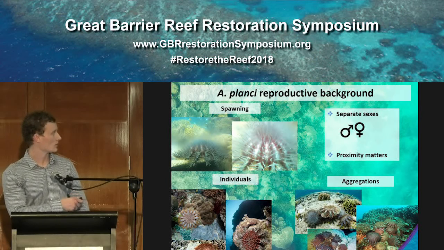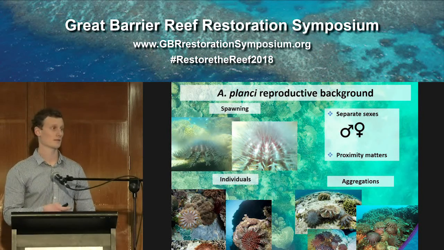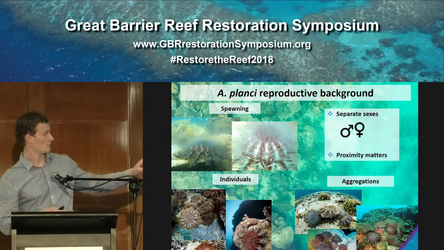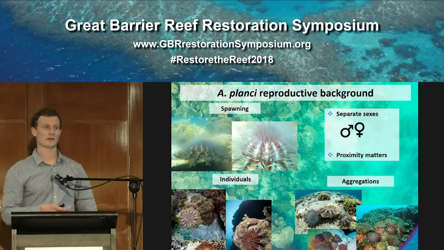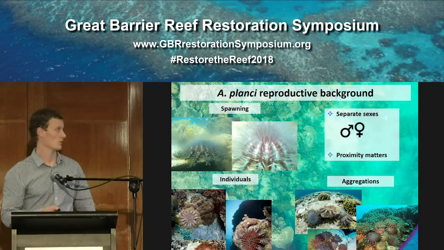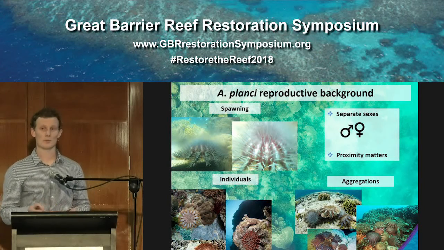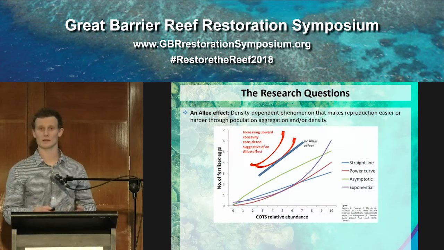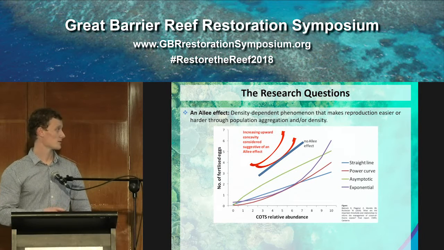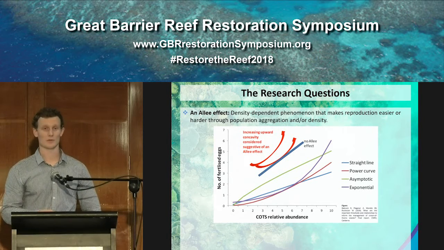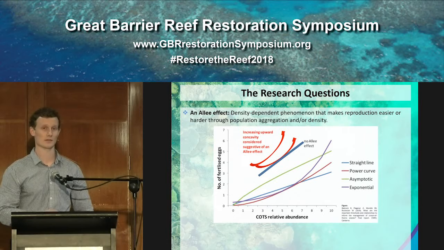And so we were looking at this through Allee effects. In the context of population density versus fertilization, these Allee effects manifest as an upward curve in the graph, which means as your population density increases, things become relatively easier. But that also works in reverse. So as you decrease population density or population aggregation, things can become relatively harder, which is what we sought out to investigate. So how is the reproductive potential changed through aggregation and population density, and how can this potentially be exploited?